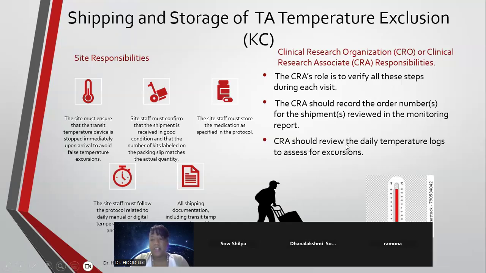And then the CRA should review the temperature logs to assess for excursions. So we want to make sure that for the duration that IP has been stored, there were no temperature excursions. And if there were, they should be reported accordingly. Any questions on the shipping and storage of the test article?